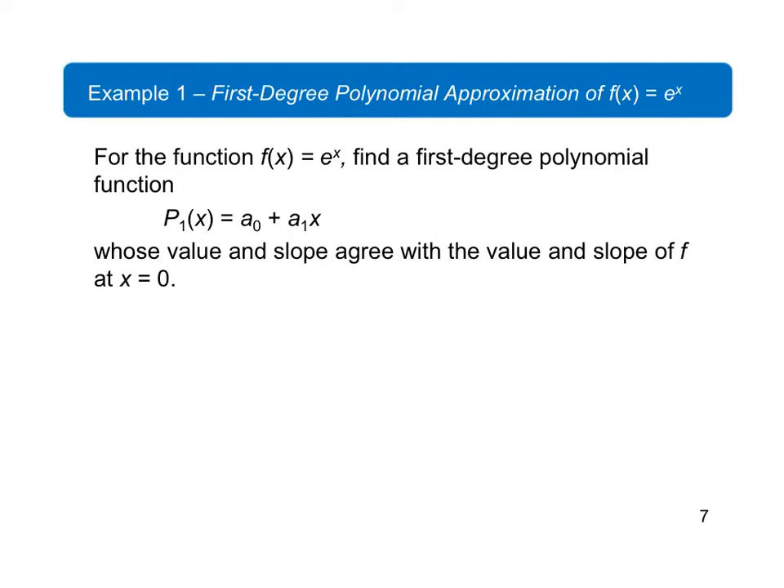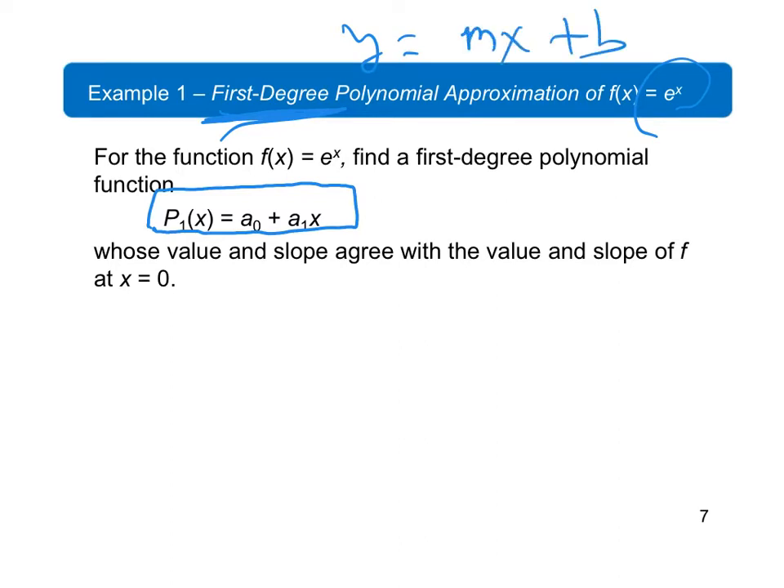Example 1. First degree, that would mean linear. Linear is first degree. Approximation for e to the x. Now, here's my polynomial that I'm approximating. To be linear, y equals mx plus b. There's my b. There's my slope. And we are going to approximate that curve at 0.